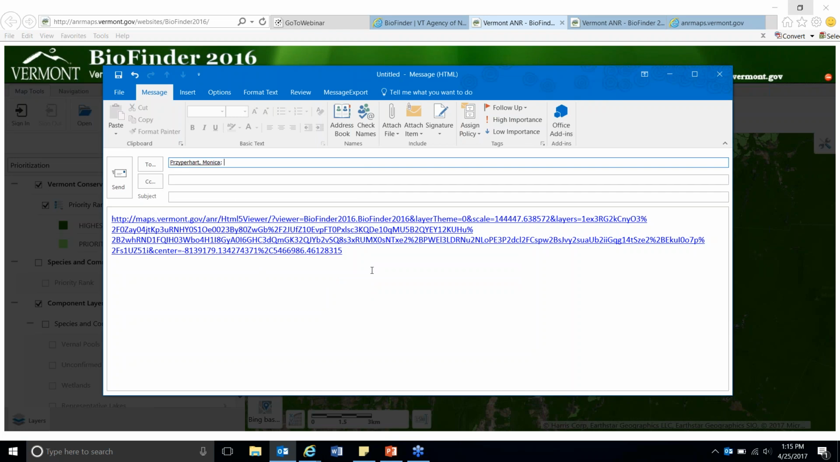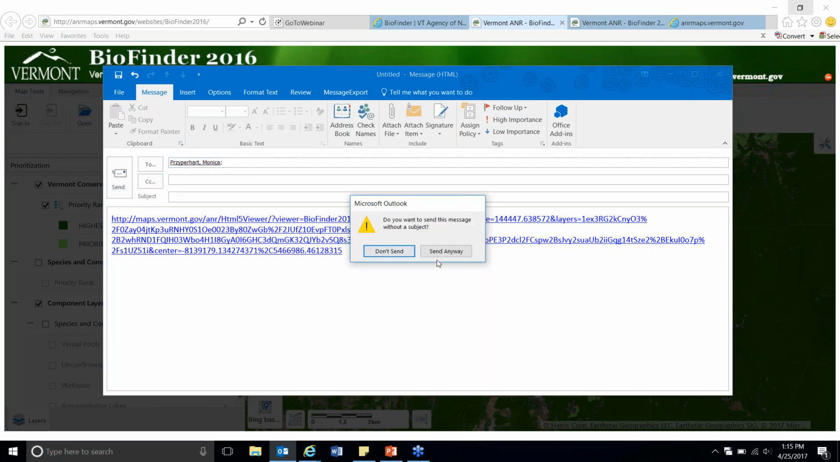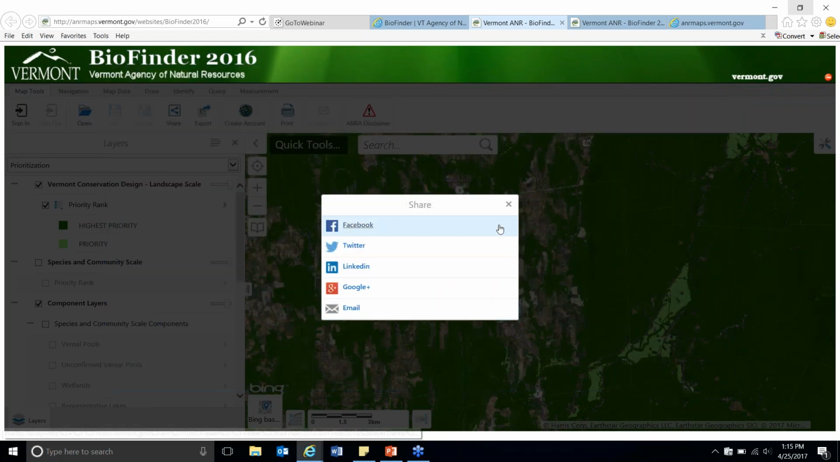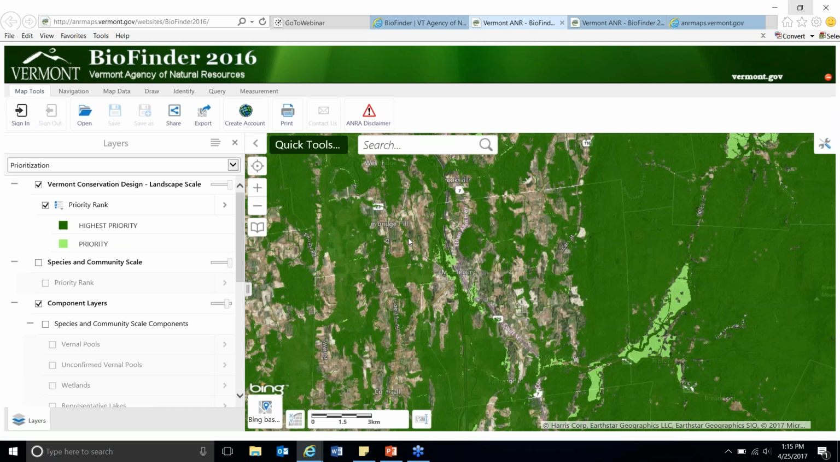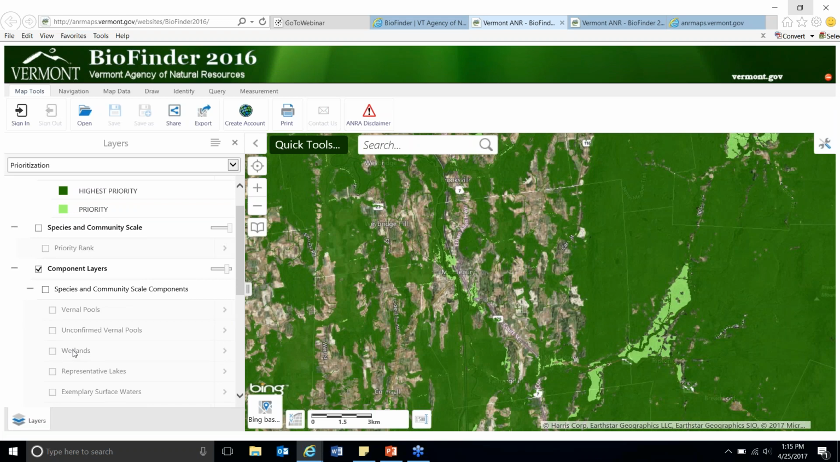And you'll notice that the body of that email is just a link. And that link will link you back to the map that you have visible on the screen with the same data layers highlighted. So if you want to either share that with somebody else, or if you want to save your work and come back to it later, this share tool is the best way to do that.